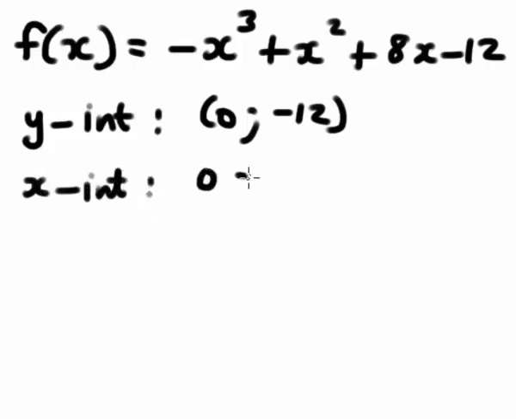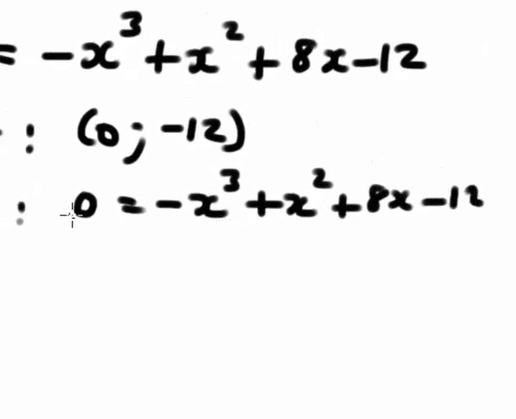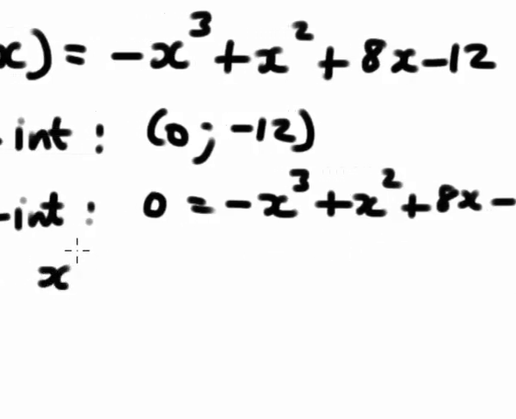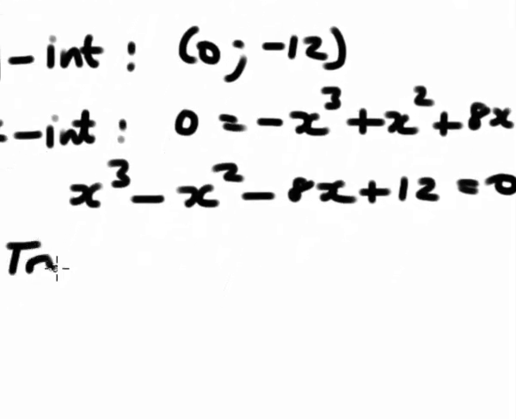So 0 is equal to negative x cubed plus x squared plus 8x minus 12, which of course is where y is 0. Now to make life easier, I'm just going to bring the terms to the left on the other side of the equals, and we should have a nicer looking cubic equation to deal with. Now let's try some factors of 12 that could work, and I'm going to go straight to the one that works.